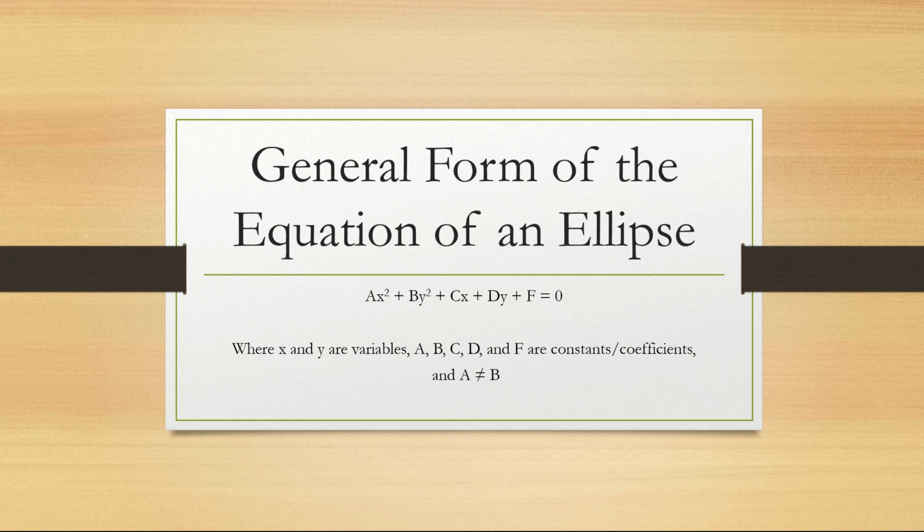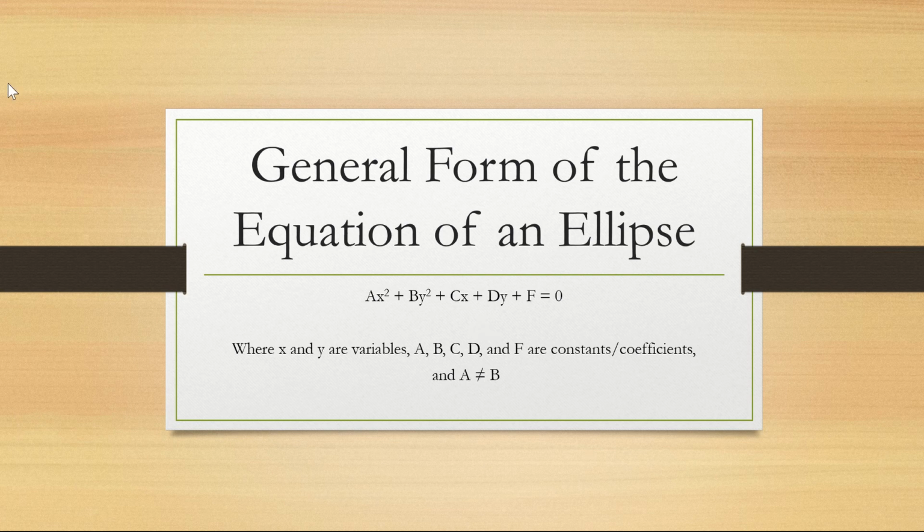Today we're going to be going over how to graph the general form of the equation of an ellipse, which looks like this, where x and y are variables, a, b, c, and d are going to be coefficients of x and y, and f is going to be your constant. And in this equation for an ellipse, a does not equal b, because if a was equal to b, then this would be a circle, but this is going to be an ellipse right here.